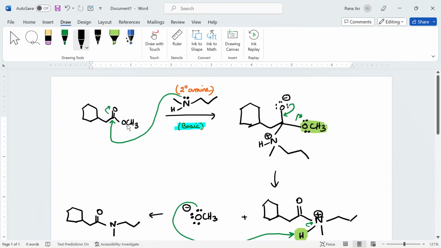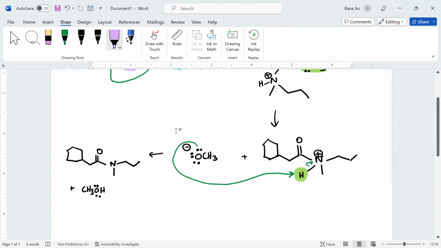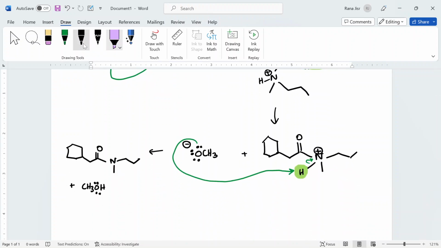Whenever you are working with esters, the OCH3 is going to leave. So what I did over here is that I lost the OCH3 from the ester, and I lost the hydrogen from the secondary amine, and I made my tertiary amide. So your product here is a tertiary amide.